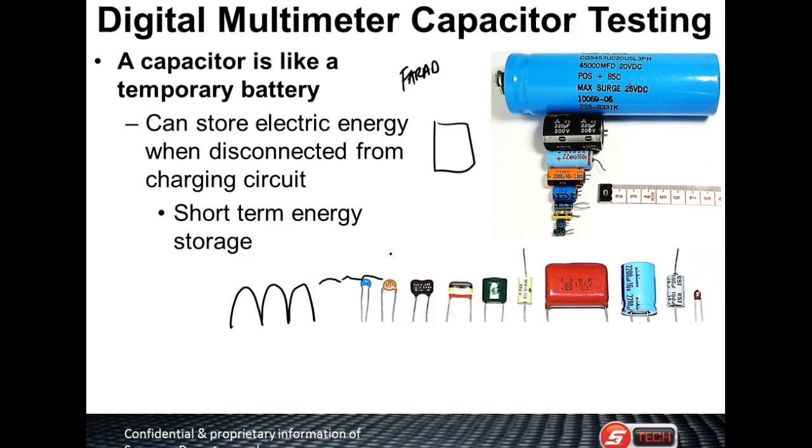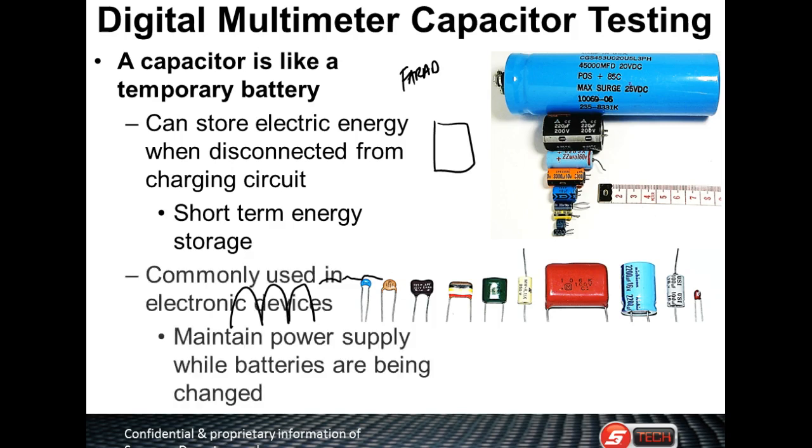Can store energy when disconnected from a charging circuit. Short-term energy storage, they'll actually discharge through themselves. Commonly used in electronic devices, main power supplies while batteries are being charged or changed. So sometimes the capacitors will hold a charge for a small amount of time, and sometimes it'll hold a charge long enough for you to change your batteries out.